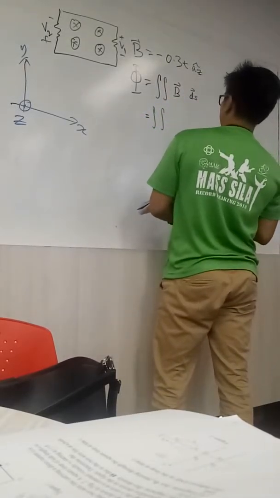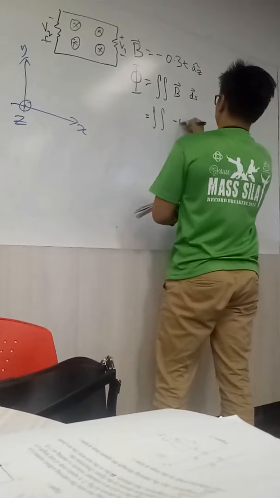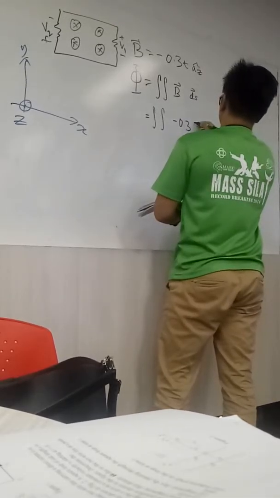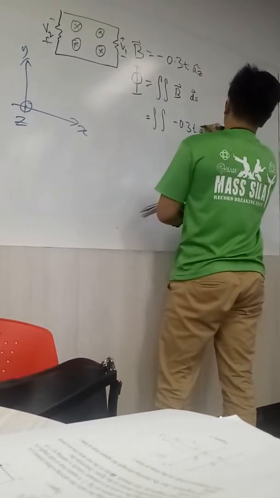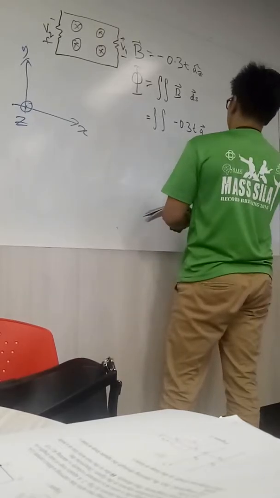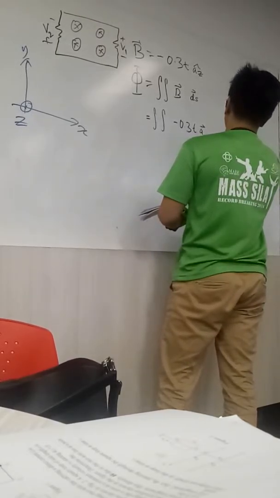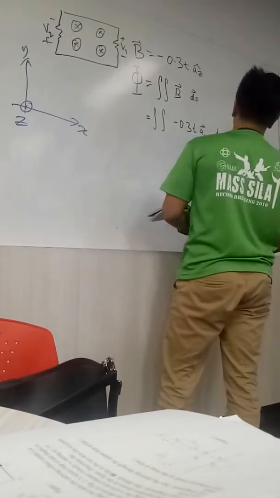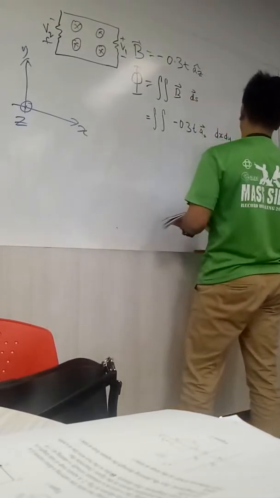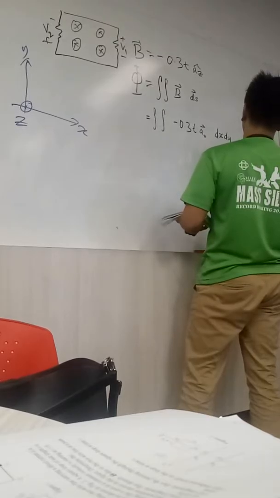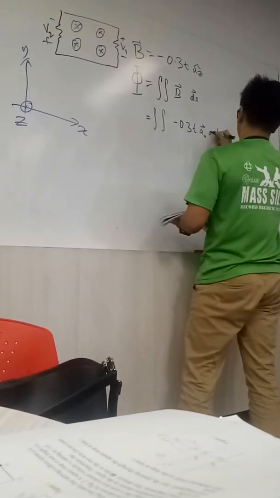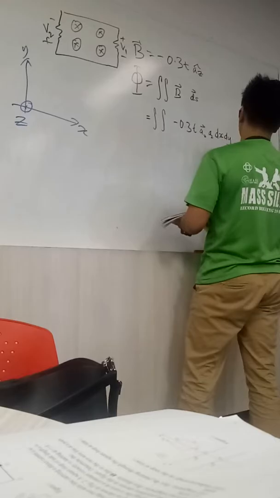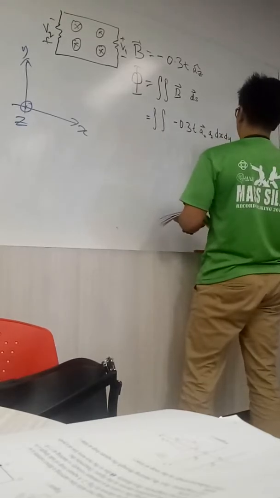So B, you can write that down, is minus 0.3 T in the az direction. Okay, dS, you just told me, you integrate in dx and dy, yeah. And this surface is pointing in which direction? Okay, yep, good. In that direction.